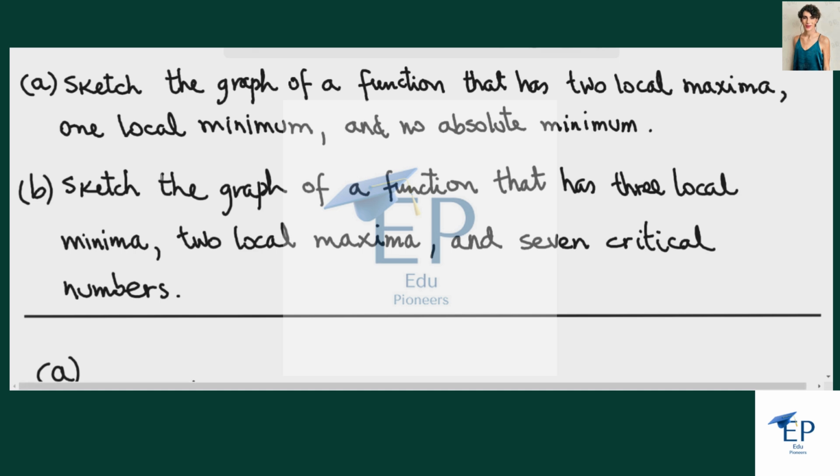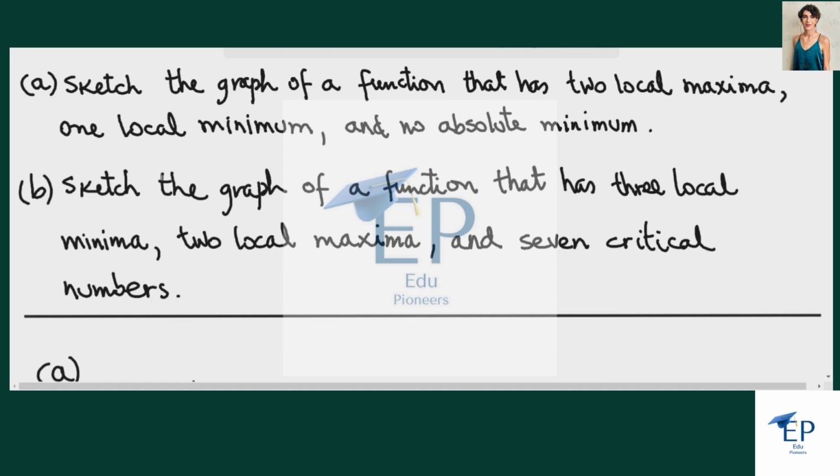We want to find, in part A, the sketch of a graph of a function that has two local maxima, one local minimum, and no absolute minimum. Part B, we sketch the graph of a function that has three local minima, two local maxima, and seven critical numbers.